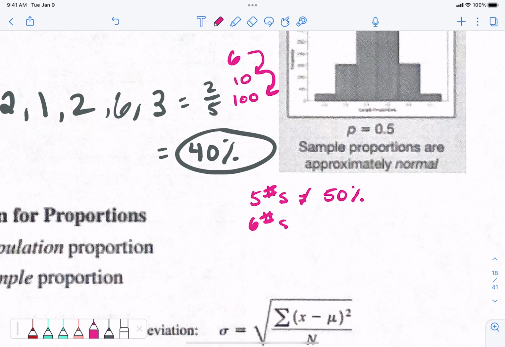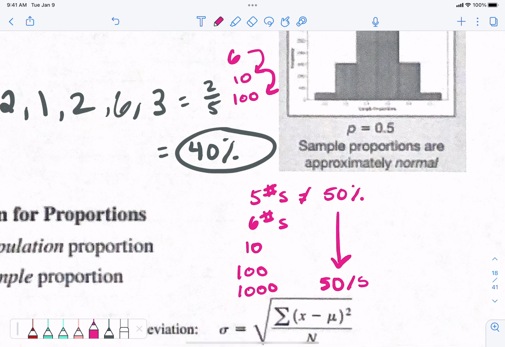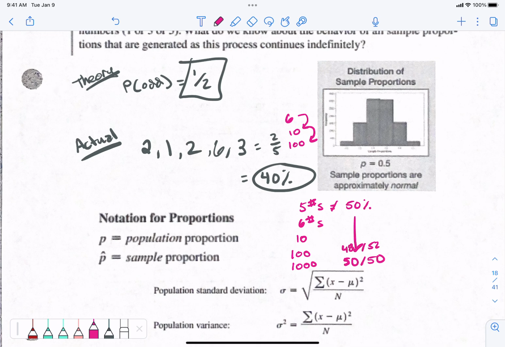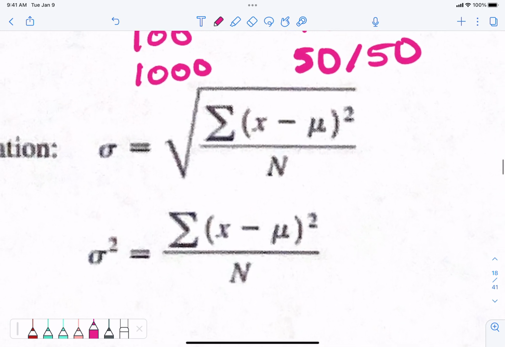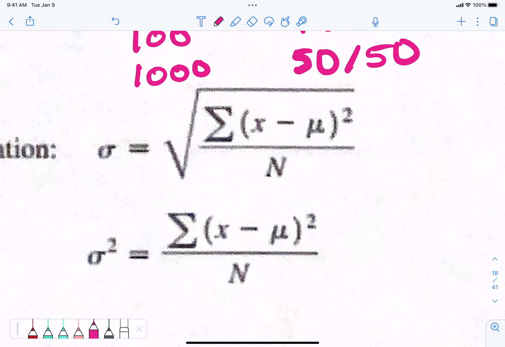If I did 6 numbers, it might be a 50-50 split. If I did 10 numbers or 100 numbers or 1,000 numbers, the more rolls that I do, the closer that's going to get to be a 50-50 split for odds and evens, right? Like 100 might be a 48-52 split. 10 might be, whatever else. The more times I roll it, the closer it should get to a 50-50 split, what the actual is, right? That's how that works, okay? All right, good?